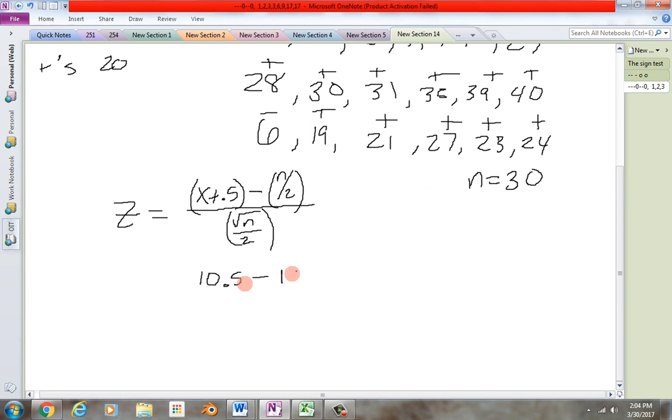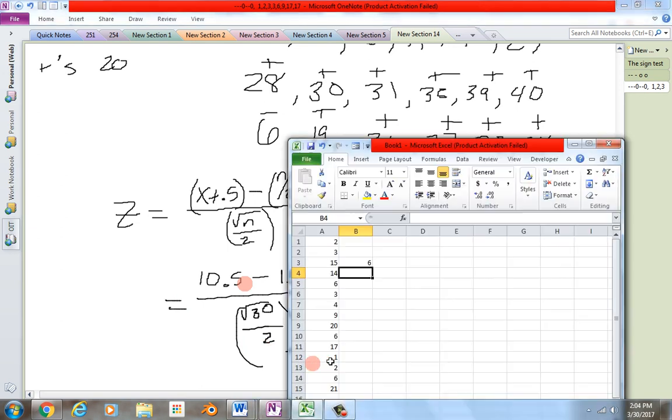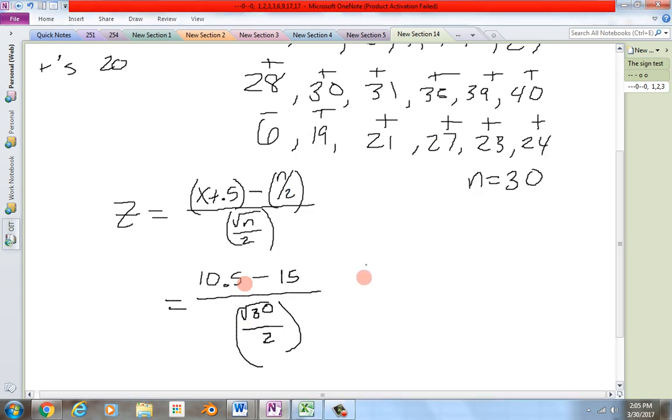So n, that's 15. The square root of 30 over 2. That is my standard deviation. Now let's break it out. Well, I'll just do it on Excel, because why not? Negative 1.643. Ooh, that's scary crazy right there, boys and girls. Nice.